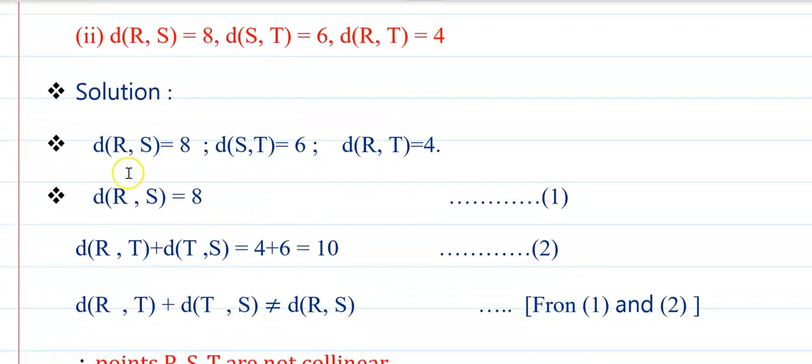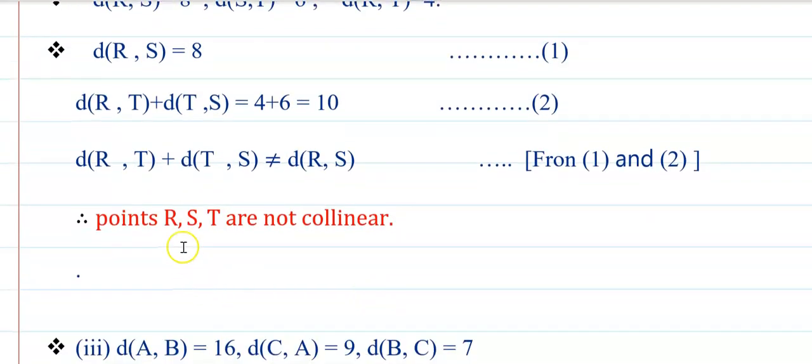Therefore we will apply it here. Distance RS is equal to 8, distance ST is equal to 6, distance RT is equal to 4. Distance RS is equal to 8. What about the other two distances? Distance RT plus distance TS or ST is equal to 4 plus 6, which is equal to 10. Point T is common here, therefore we would get the distance RS. But this is 10 and this is 8. These two are not equal, and hence the points R, S, T are not collinear.